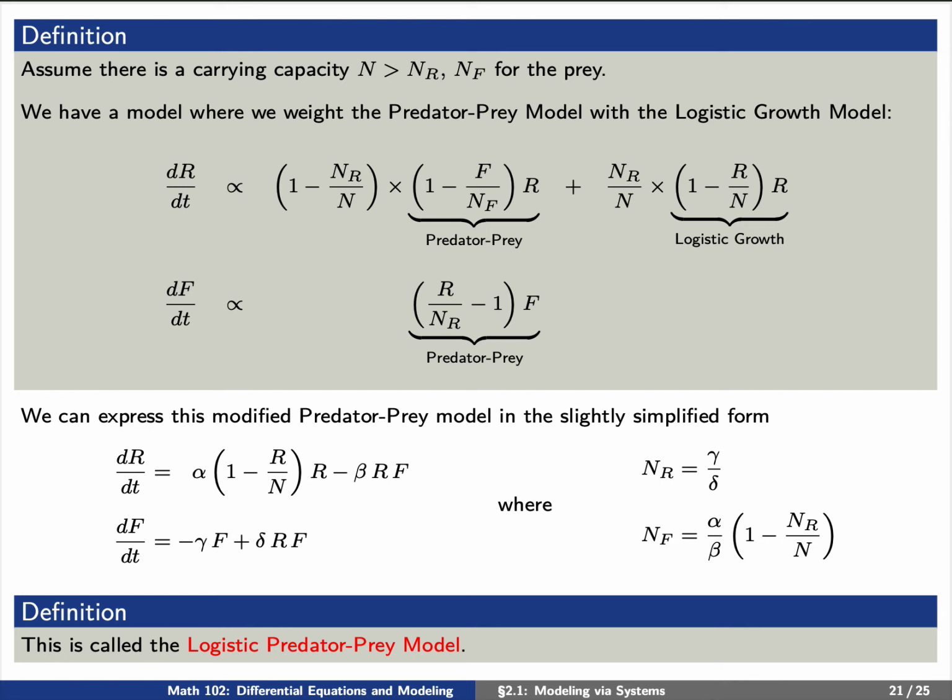In coming lessons, we'll discuss a little bit more about the system, how to find the solutions, and even some analytic and qualitative properties we can discuss.